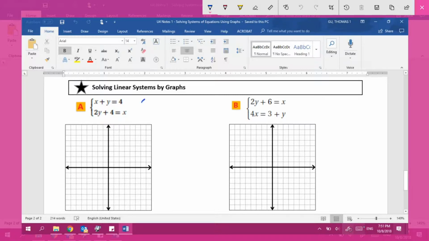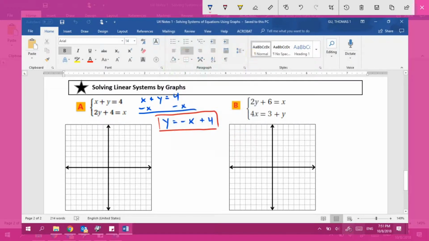So we got x plus y equals 4. I want y equals mx plus b, so I'm going to subtract x from both sides. Boom. Y equals, I'm going to put the x in front because I want to see mx plus b, so negative x plus 4. That's one of my equations, so I'm going to go ahead and box that so I know where one of my equations is.